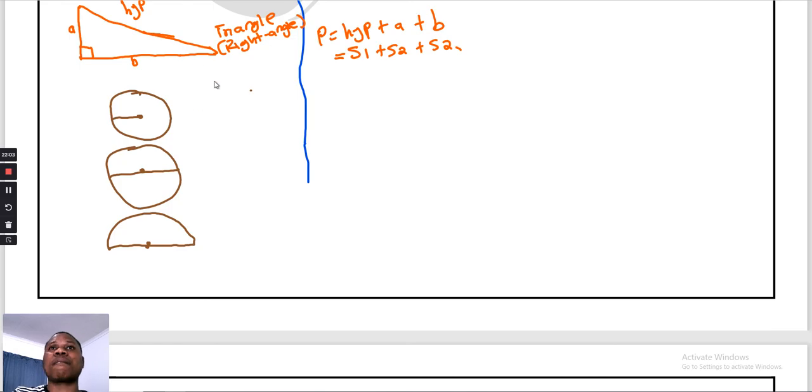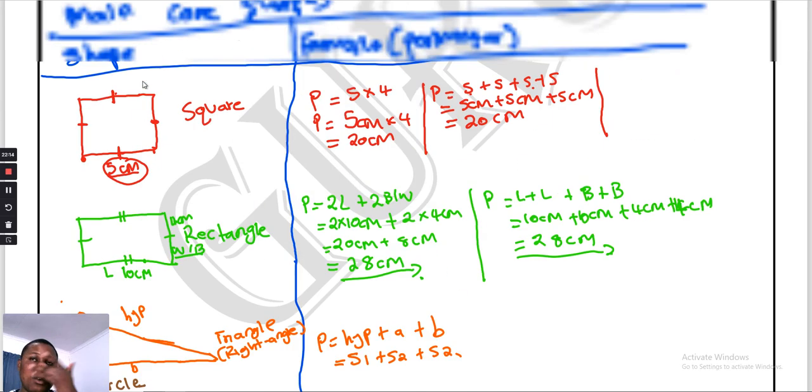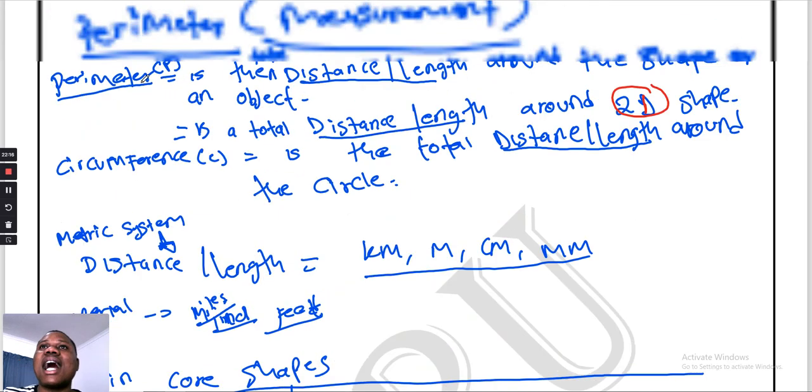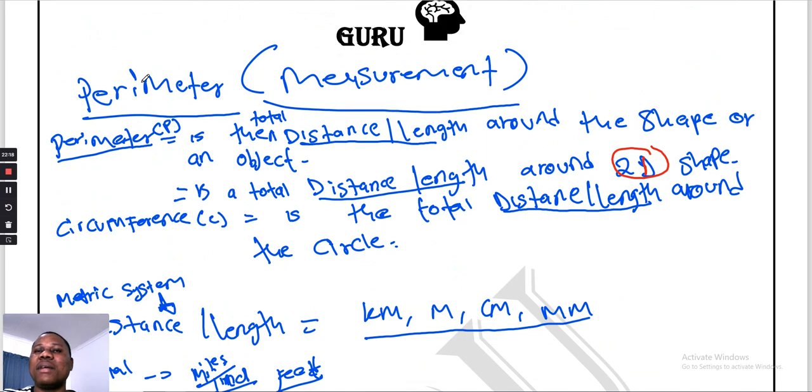Okay, right, what do we call this angle? This shape is called a circle. And with the circle, we're going to remember that we are not calculating the perimeter, but we are calculating the circumference, which is the total distance or the length around the circle.